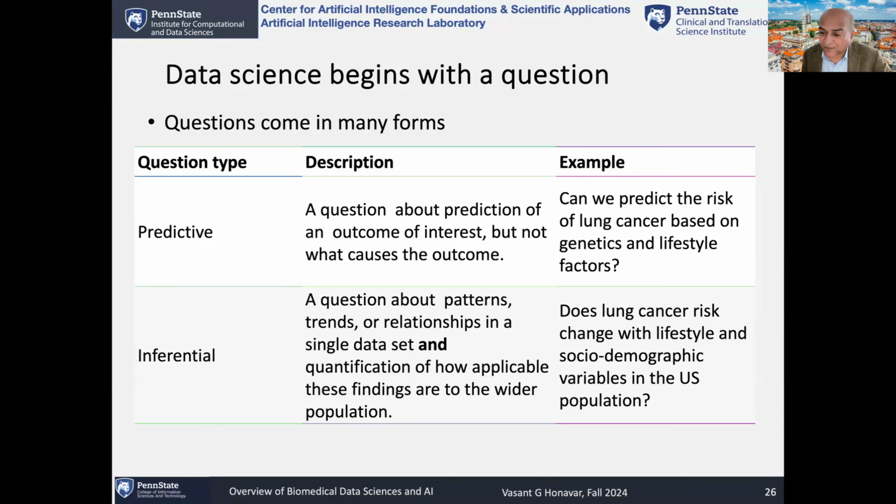Or you might have an inferential type of question: does lung cancer risk change with lifestyle and socio-demographic variables in the US population? Right? So here, all you can study is a single sample, but you're trying to extend your analysis. You're going to make some claims about the larger population from which the sample is drawn. And this usually relies on statistical methods, right? You have to look at whether the association is statistically significant, whether you can actually make claims about the general population based on the sample that you have studied.